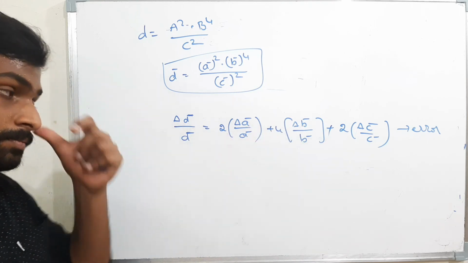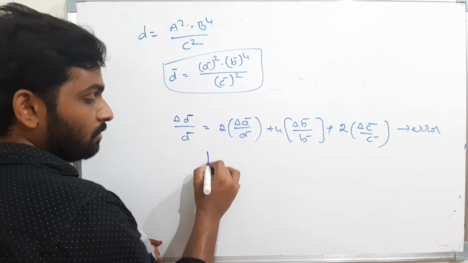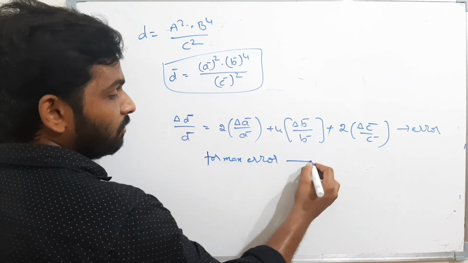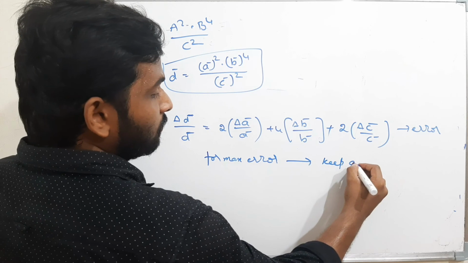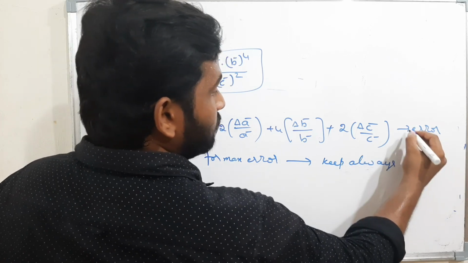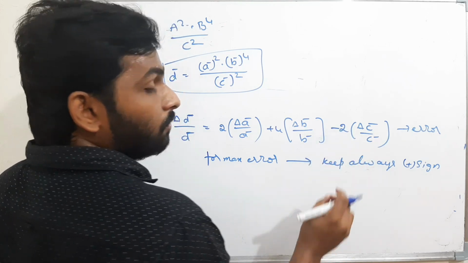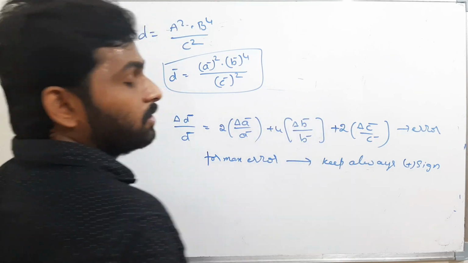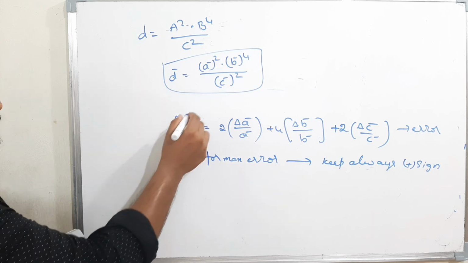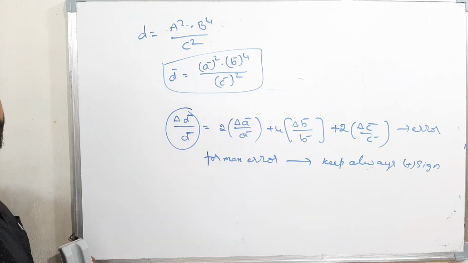Please remember this. Remember this, for maximum error, keep always positive sign. This is for error. If they ask for the maximum error, then it will be positive. Please remember this. I think this is clear how to find the errors, relative errors and the actual values.